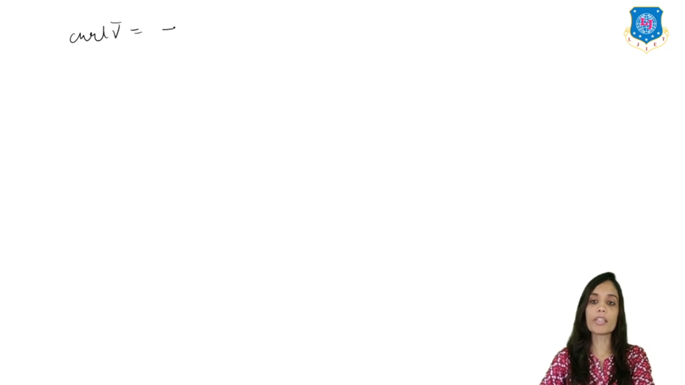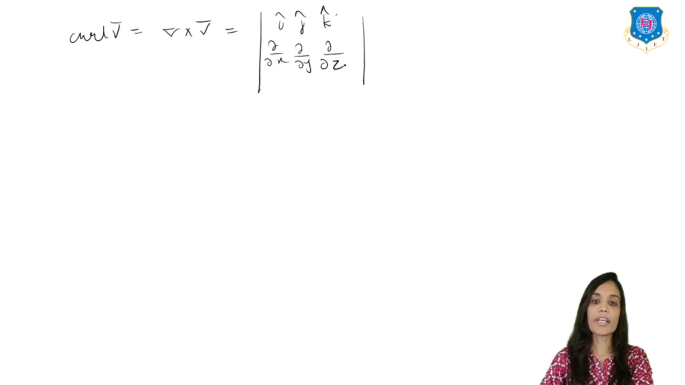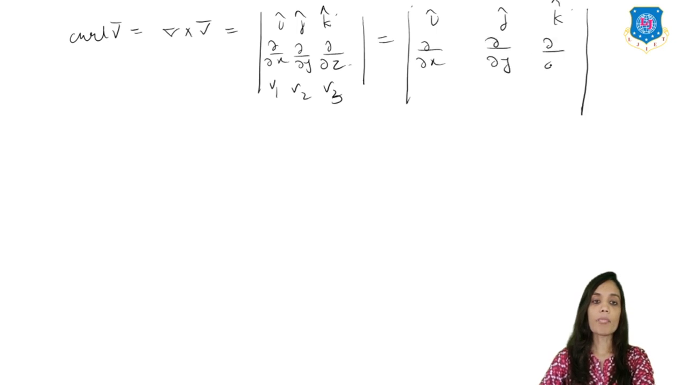Okay, so now let us find the curl of v bar. So curl of v bar is equal to del cross v bar and the formula is the determinant with i, j, k, ∂/∂x, ∂/∂y, ∂/∂z, and v1, v2, v3. Now we know the values of v1, v2, and v3. So let us put that: i, j, k, ∂/∂x, ∂/∂y, ∂/∂z, where v1 is x²yz, v2 is xy²z, and lastly v3 is xyz².